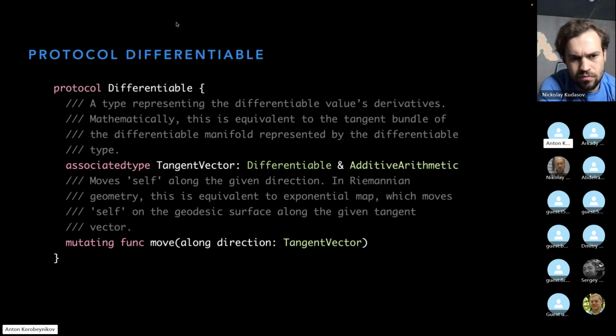So essentially, in order for a type to be differentiable, we need to make it conform to this particular protocol. We need to define the associated type called TangentVector. The tangent vector itself should be differentiable, and for that we need to provide the additive arithmetic methods, like being able to call plus something and multiply by a number. And we need to be able to provide the exponential map.